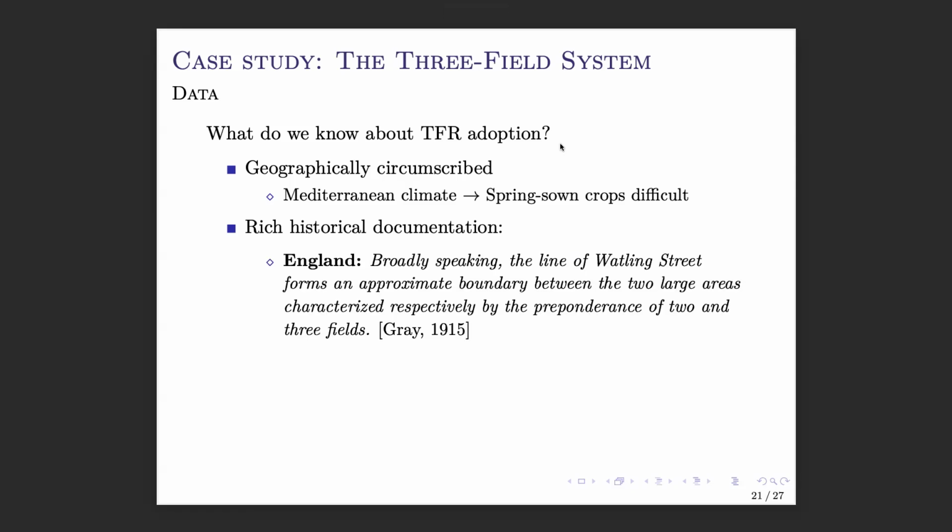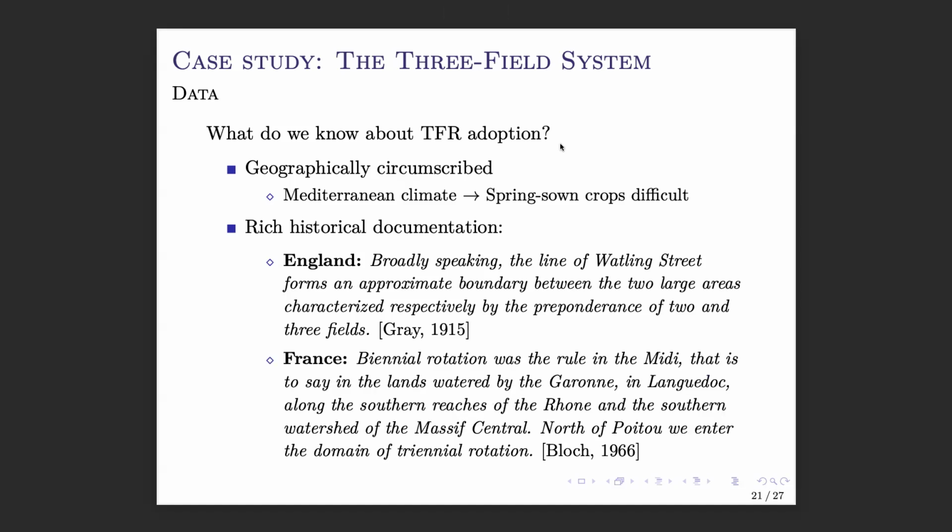In England, this is from Gray, 1915. I found this book in some library archives, and I realized how much I don't know about the medieval period or agriculture or the combination of these things. Gray writes, broadly speaking, in the line of the Watling Street, this is an old Roman road, forms an approximate boundary between the two large areas characterized respectively by the preponderance of two and three fields. So I use that in constructing the treated and untreated regions.